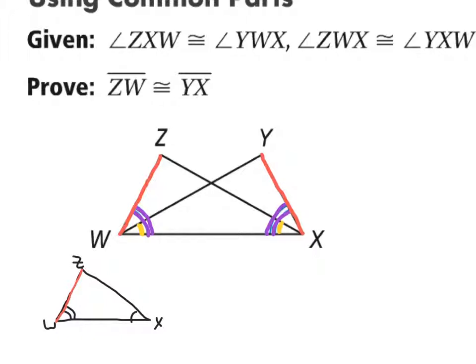So I know, hey, I want to use triangle ZWX. Well, that has a counterpart. Triangle YXW. And again, we know that we're trying to prove line segment YX is congruent to line segment ZW. We are given that angle YWX is congruent to another angle. We are given that angle YXW is congruent to another angle.